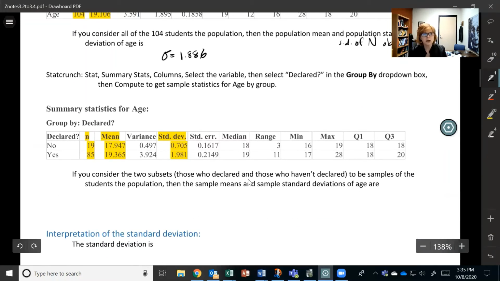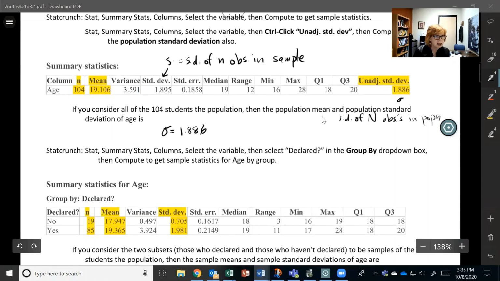So if we consider those two subsets of the population, we said those are samples, and I would say, oh, okay, we've got S for the one group and S for the other group. All right, so also, if this was the population up here, this mean, I would call this mu. So mu equals 19.106 because we're considering it the population.